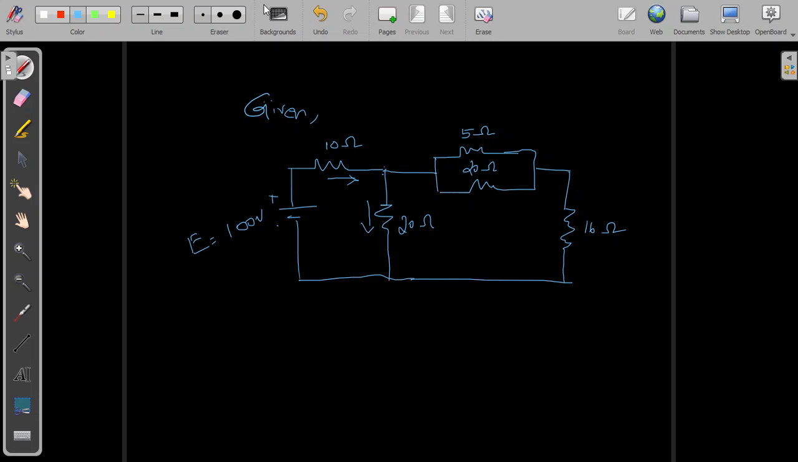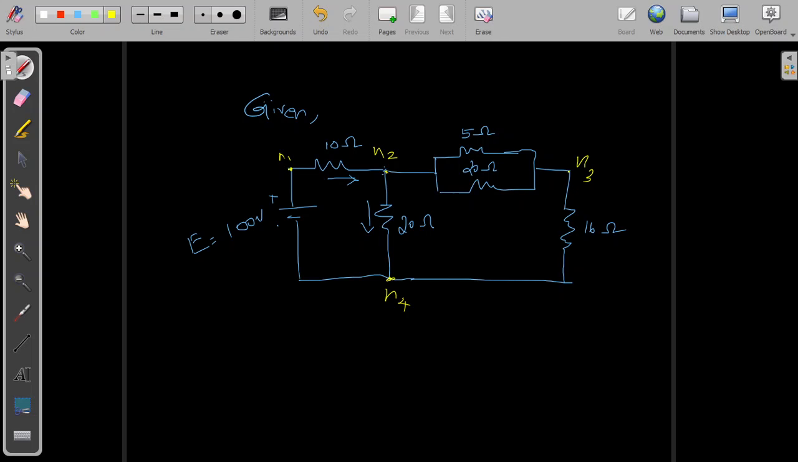Now let us find out the number of nodes. What are the nodes? Here we have a simple node N1. Here we have a principal node N2, and here we have a simple node N3, and this node is the same as this and this, so together we have the N4 node.